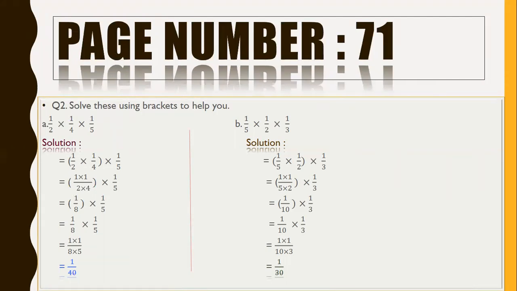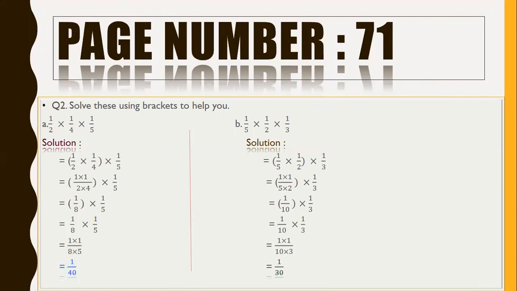Same method we will adopt in parts B, C and D. We make the first two fractions in the part, close them within the brackets, and after getting the product, multiply it with the third one. The product of 1 over 5 and 1 over 2 will be 1 over 10. 1 over 10 multiply 1 over 3 will be 1 over 30.